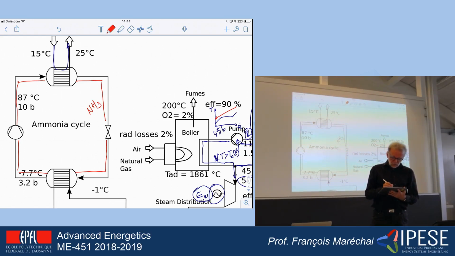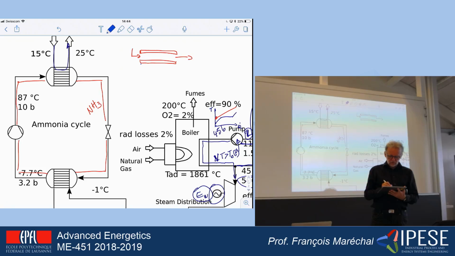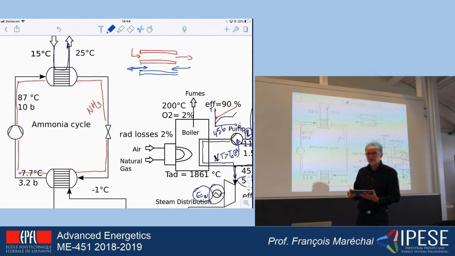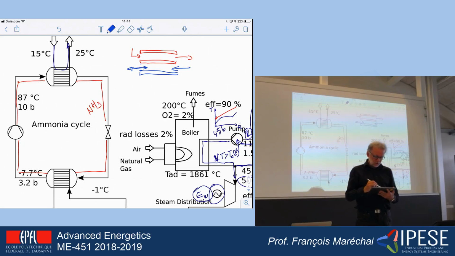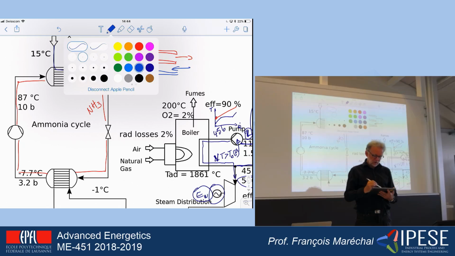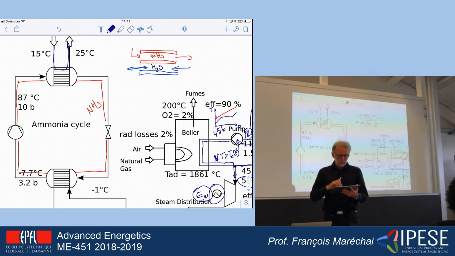And what is happening, in fact, when we do this representation, in reality, the ammonia is inside the tube, for example, and the water is entering here in a counter-current, so the water is going in this direction, and it is separated from the other flow. So it means that there will be no mixing between the ammonia here and the water here.